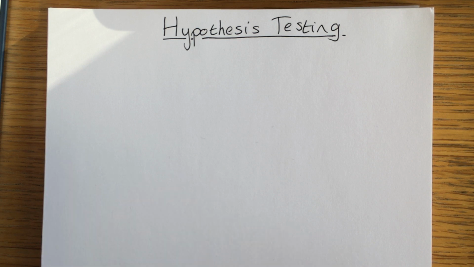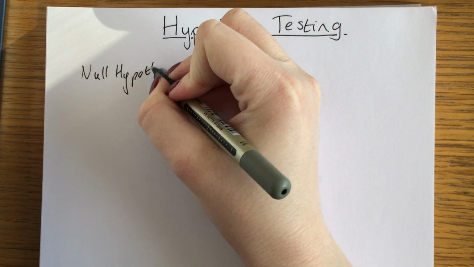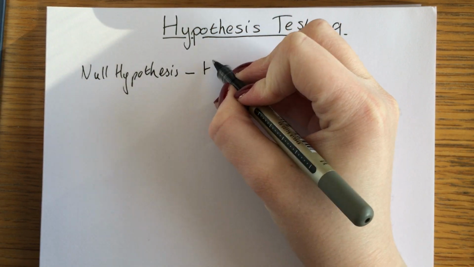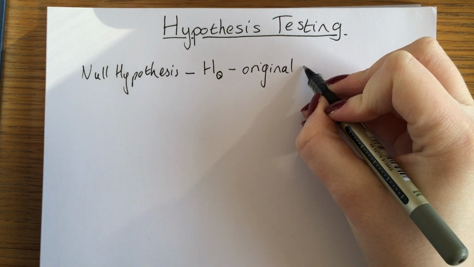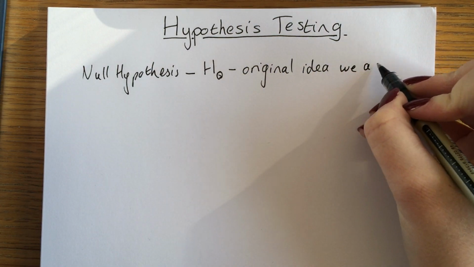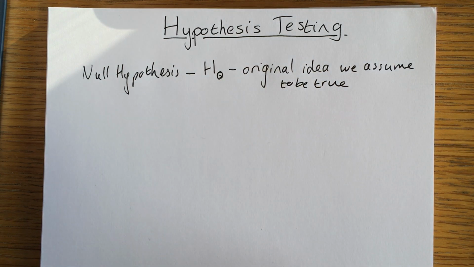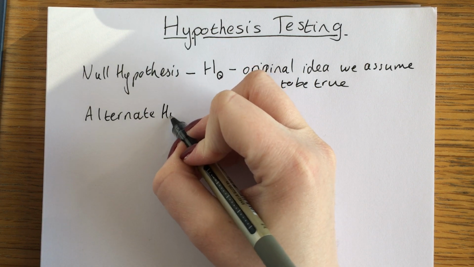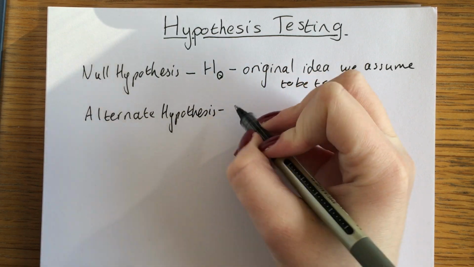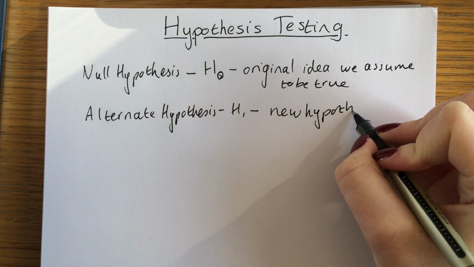So the first thing we need to do to set up a hypothesis test is we need a null hypothesis, which we often call H0. And this is our original idea that we assume to be true. We then have our alternate or alternative hypothesis, which we call H1, which is our new hypothesis that we are testing.